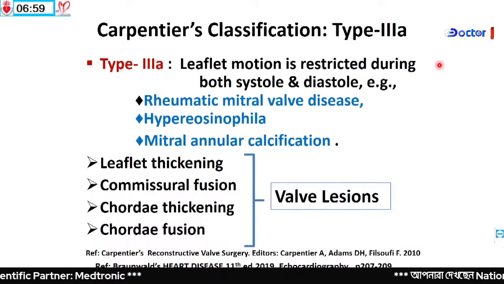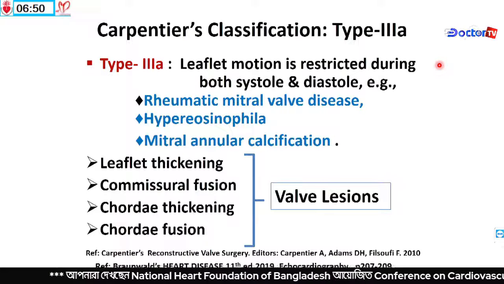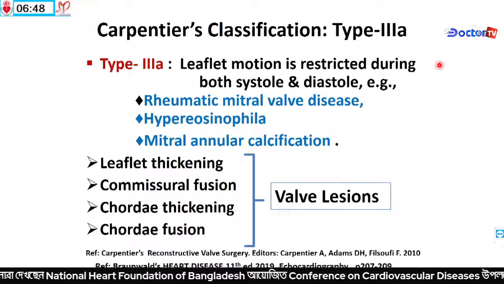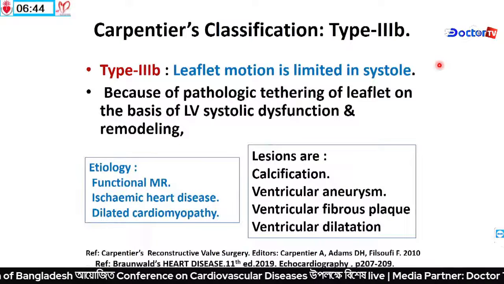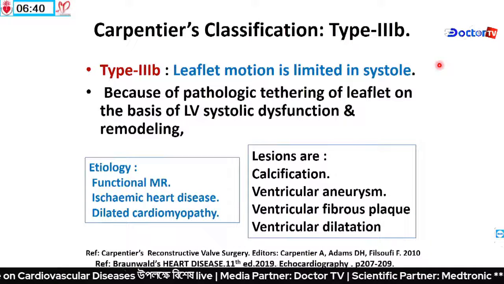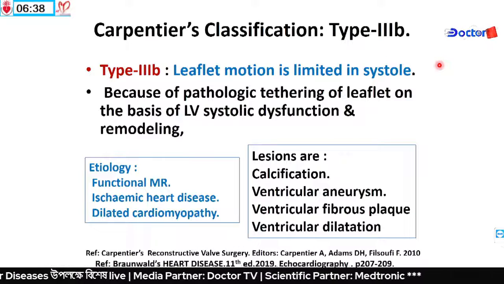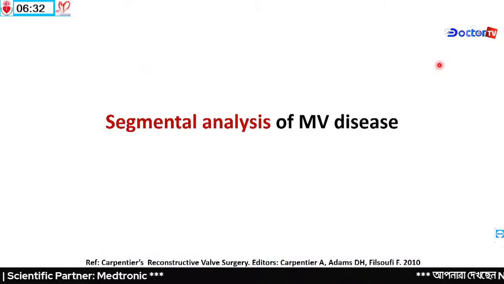The prototype example is rheumatic heart disease, where the motion of the leaflets is restricted both in systole and diastole. And what are the lesions? Leaflet thickening, commissural fusion, chordae thickening, chordae fusion. And what is the type 3B functional class? The prototype example is ischemic heart disease. Here the lesions are calcification, ventricular aneurysm, ventricular fibrous plaque, and ventricular dilatation.